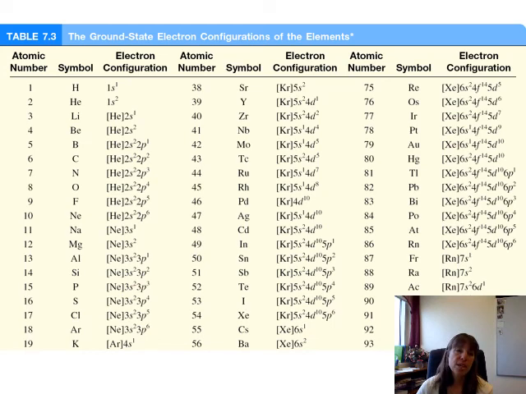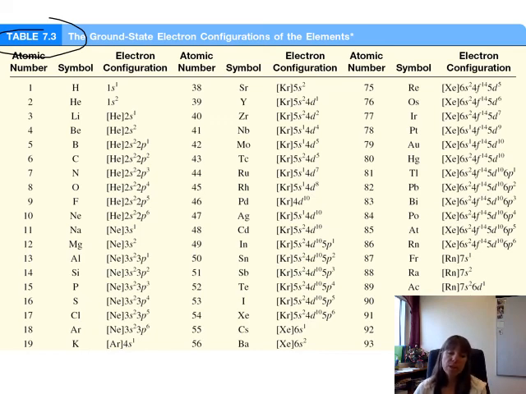This is a table in your textbook, with all the electron configurations of all the elements on the periodic table. So you don't ever have to do one. You can go look it up. But the goal is to understand what this table means and what the electron configurations mean.